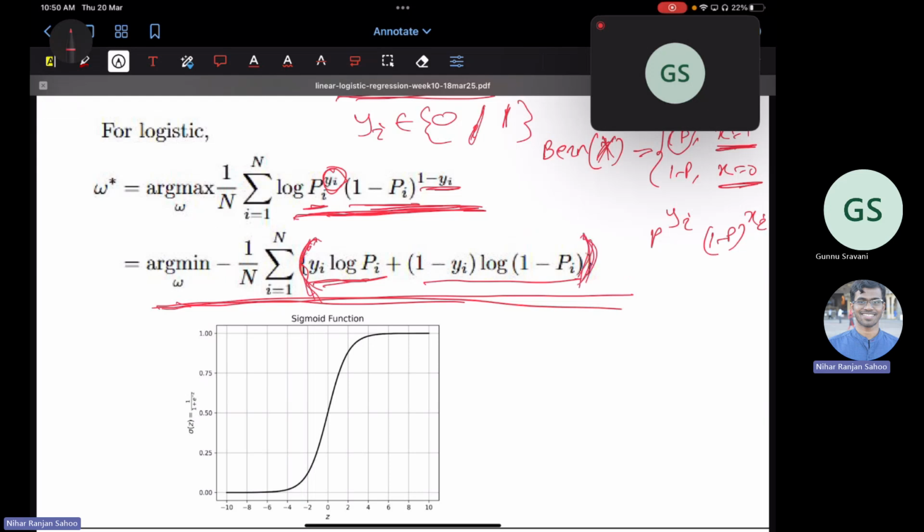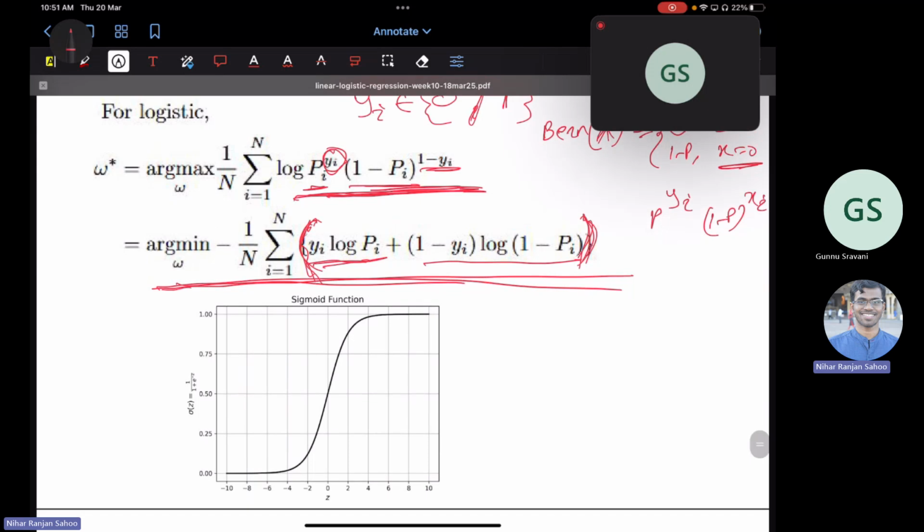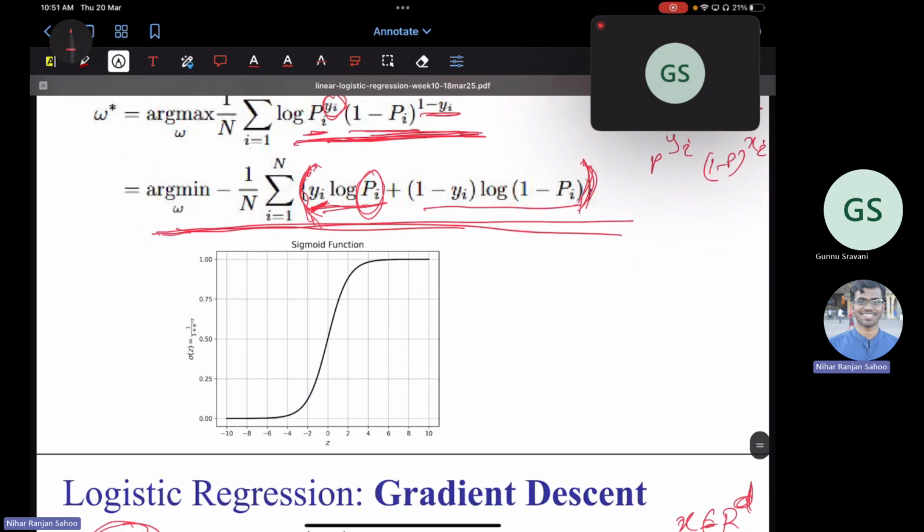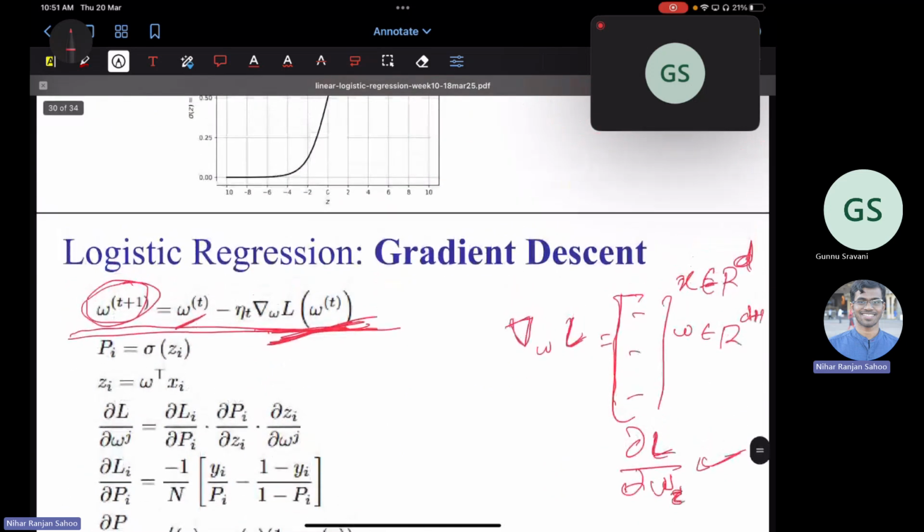So this loss directly doesn't depend on the W. It depends on P and Y. Y is independent of W. Y is a constant that is given to us, right? P is dependent on W. Now we'll apply the chain rule to reach the parameter W, right? How do we apply the chain rule?